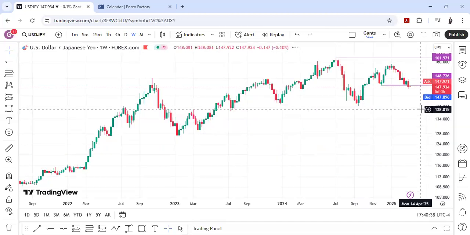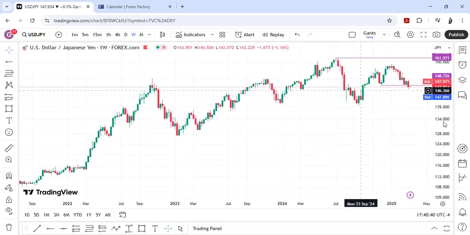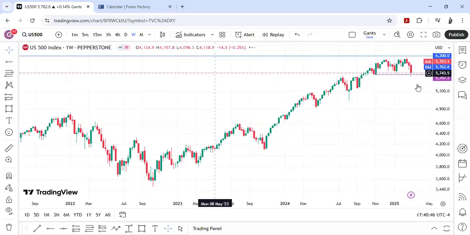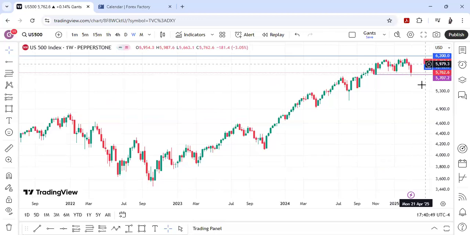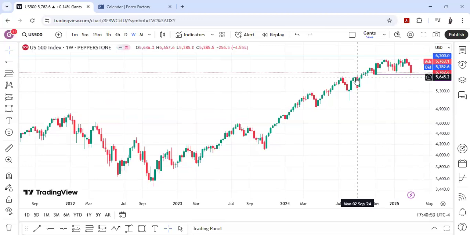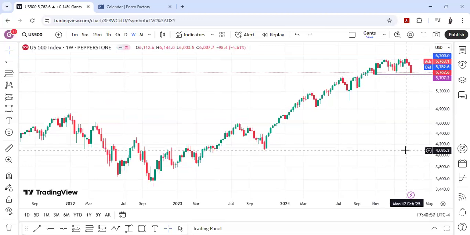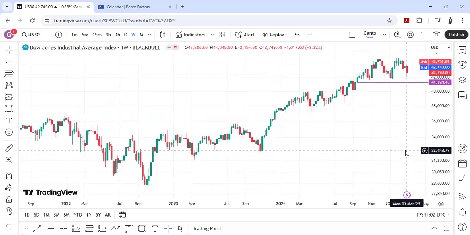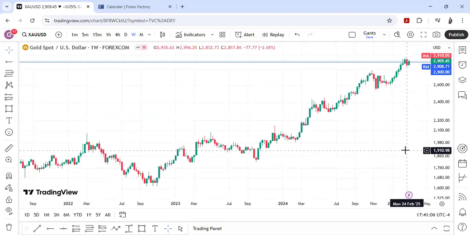We expect USD/JPY maybe to trade to this area before it starts to rally. We expect USD/CHF to take out this low before it starts to rally. We expect our indices to essentially trade to this bullish order block. That's what I want to see it do. It should go one more time lower. Okay. And then gold, we expect gold to start declining. Immediately the dollar starts to rally, gold should decline.